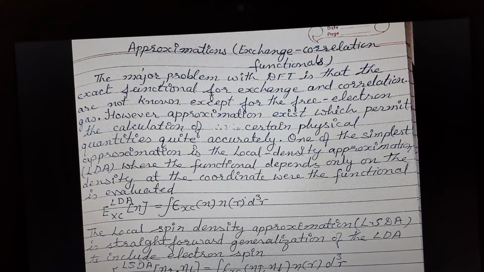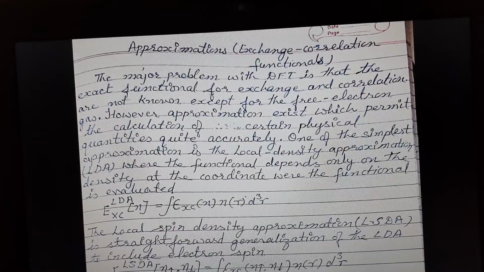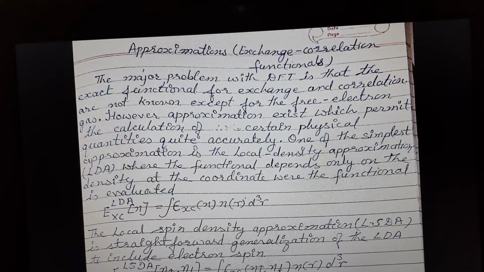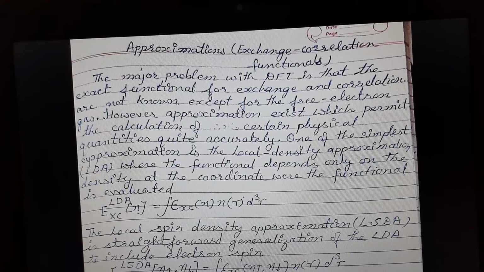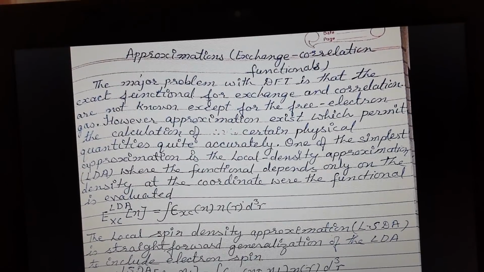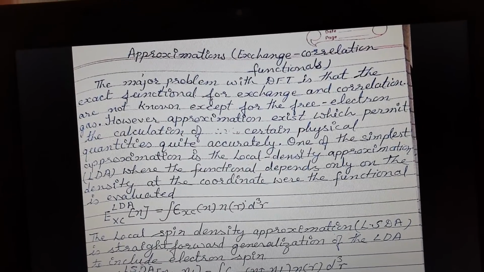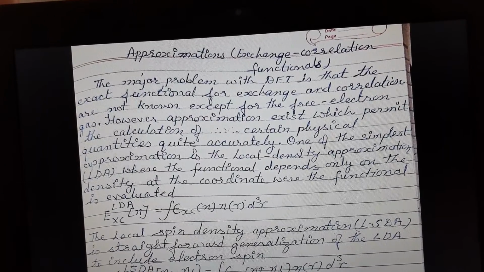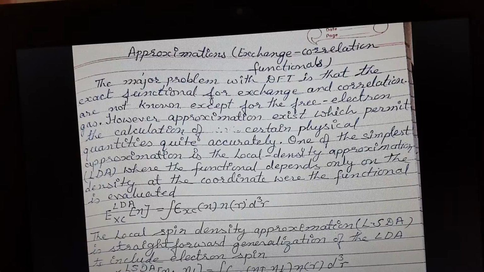Local density approximation: E_xc^LDA[n] equals the integral of ε_xc(n) n(r) d³r. The local spin density approximation, LSDA, is a straightforward generalization of the LDA to include electron spin: E_xc^LSDA[n↑, n↓] is equal to the integral of ε_xc(n↑, n↓) n(r) d³r.